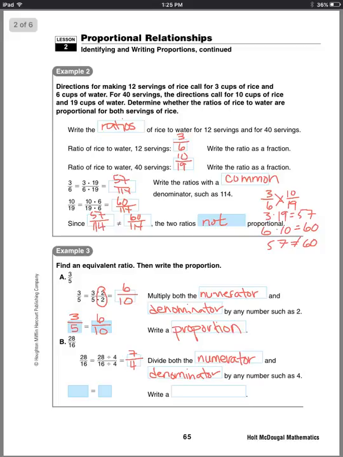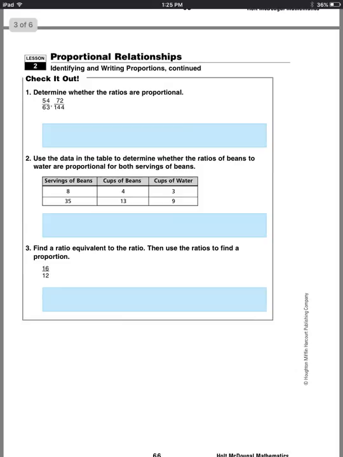Okay? And then we're going to write a proportion. So we still take our starting fraction, 28/16, and we set it equal to our fraction we got after we simplified. Now, in my mind, this one is easier because all you have to do is multiply both numbers by 2 every single time. But if you like dividing better, that's fine. Now you can do your check it out, and you can do it in any way that you have been shown today. Okay?